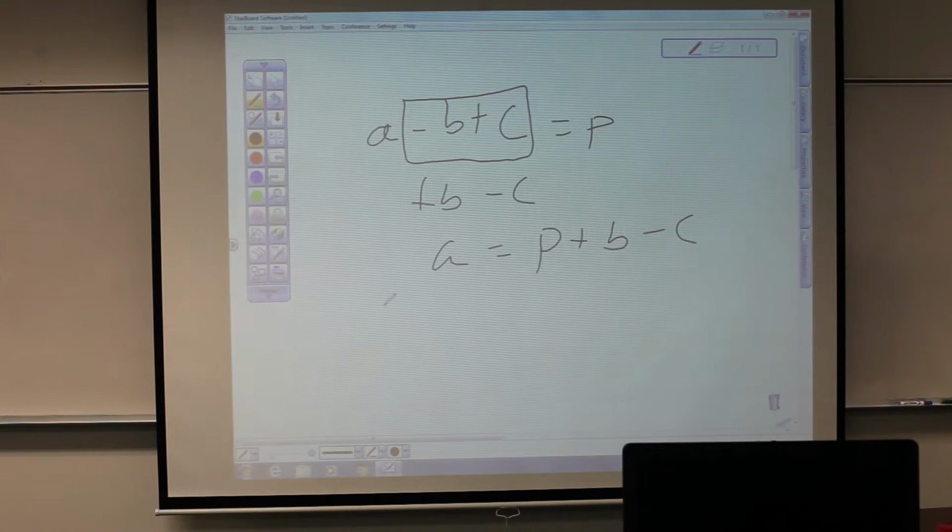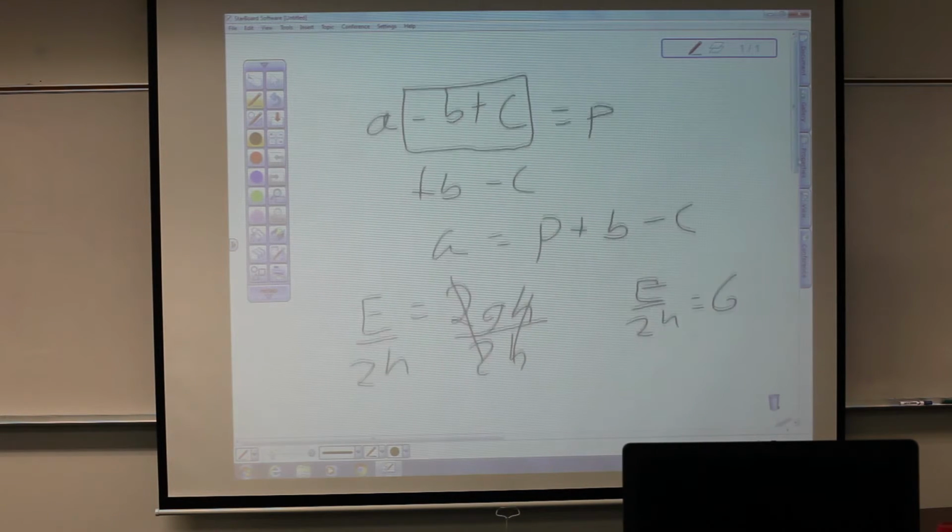Next one is the exact same type of problem. E equals 2GH. And it wants us this time to isolate the G. So what am I doing? Divide both sides by 2H. That goes away and that goes away. So we get E over 2H equals G. Moving on.